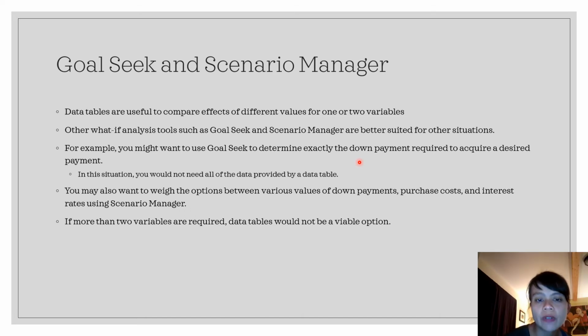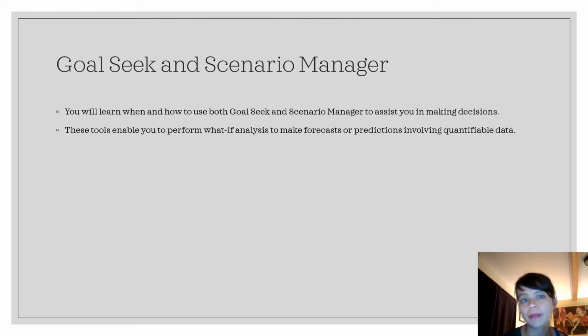If more than two variables are required, then data tables would not be a viable option. With a data table you can only do a one variable or two variable data table. If you need more than two, then maybe you should look at goal seek or scenario manager. So you're going to learn when and how both the goal seek and scenario manager can assist you in making decisions. These tools will enable you to perform what-if analysis to make forecasts or make predictions involving quantifiable data.